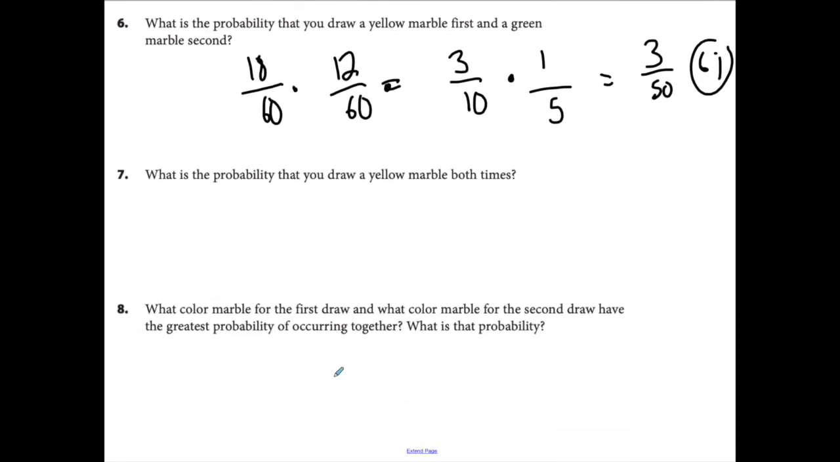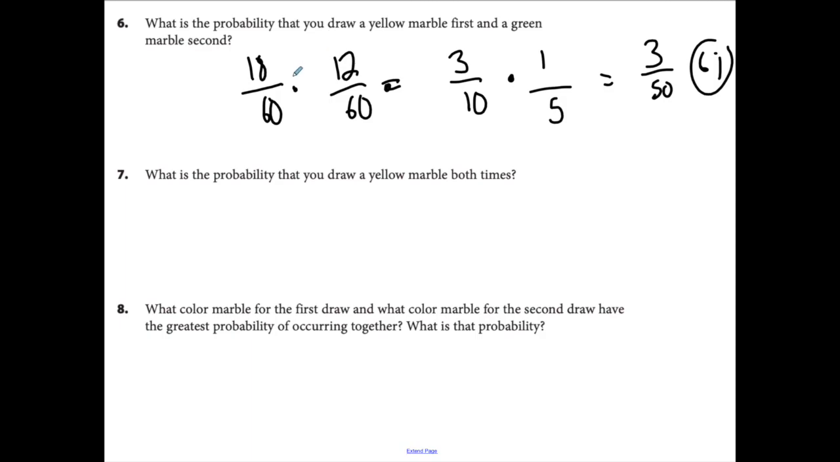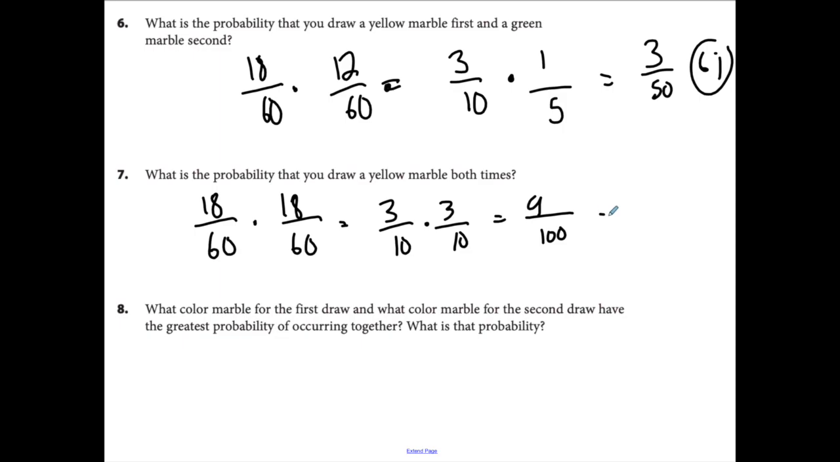Alright, probability that I draw a yellow marble both times would be 18 out of 60 to draw a yellow times 18 out of 60. Because remember, since you put the yellow marble back, there's still always 18 yellow marbles in the bag. And so that's 3/10 times 3/10, which is 9/100ths, which is 9%.